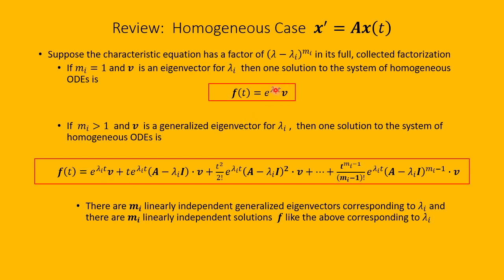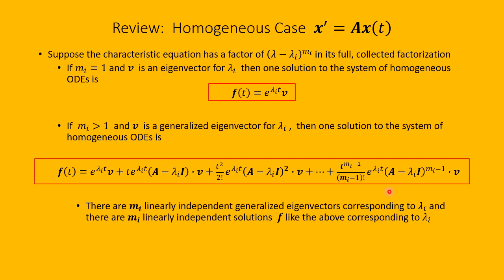So far it looks very similar to what we have up here, but now we have lots of other terms. Plus t e to the lambda sub i t times the matrix A minus lambda sub i times the identity times that generalized eigenvector, plus t squared over 2 times this exponential times this matrix squared times v, plus all the way through t to the m sub i minus 1 over (m sub i minus 1) factorial times that exponential times this matrix raised to the m sub i minus 1 power times that generalized eigenvector.